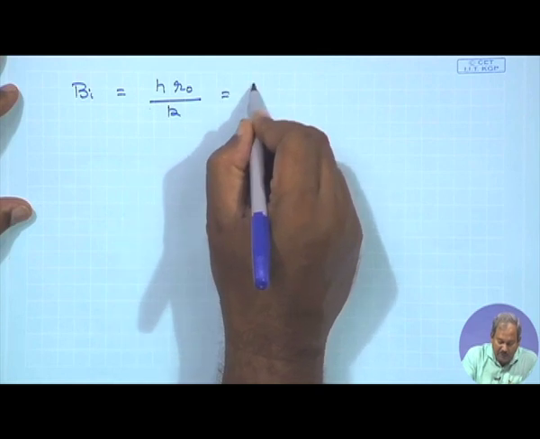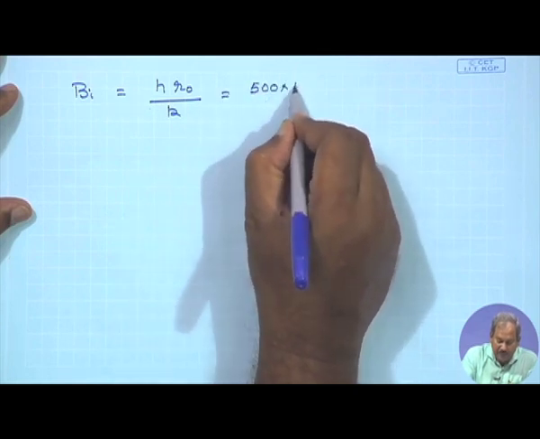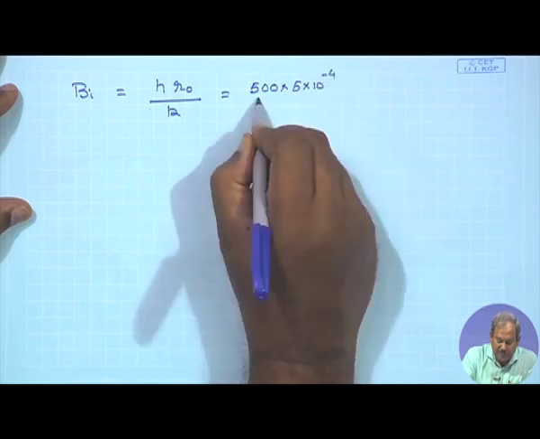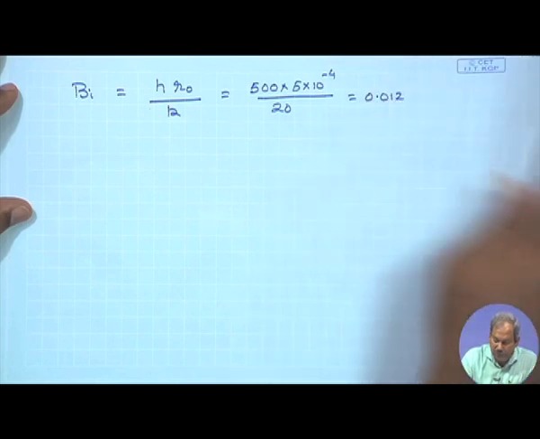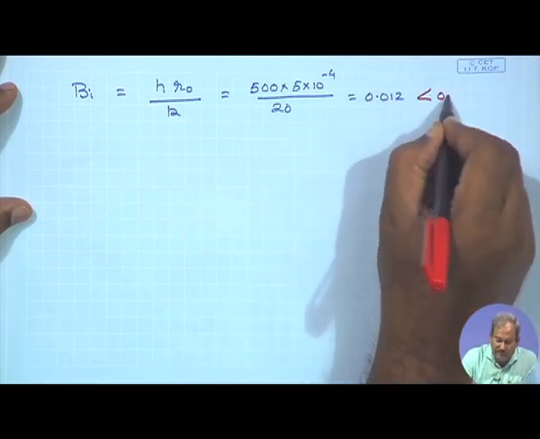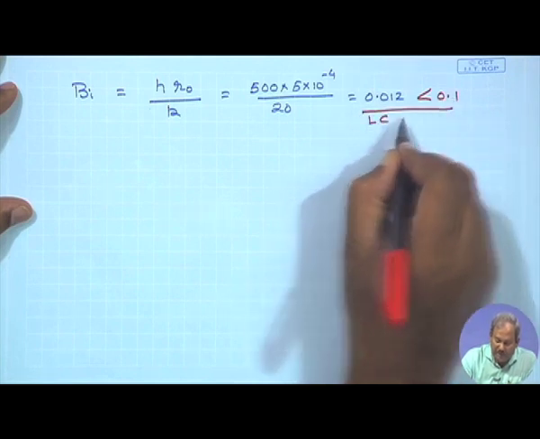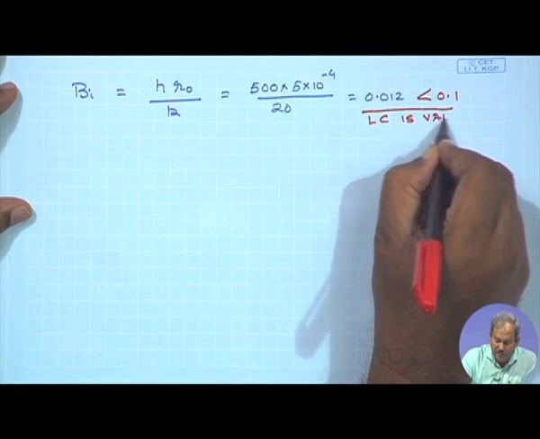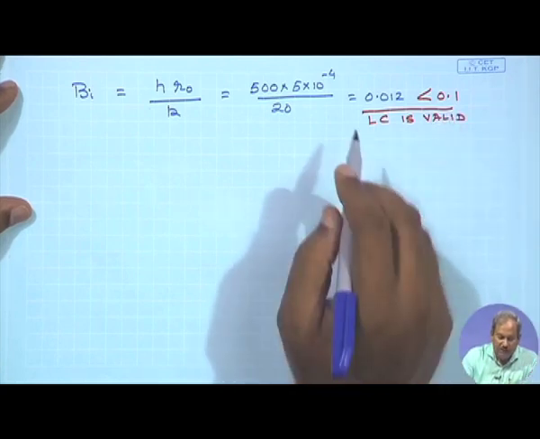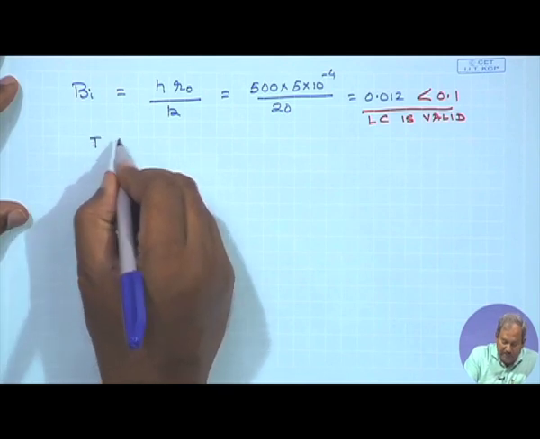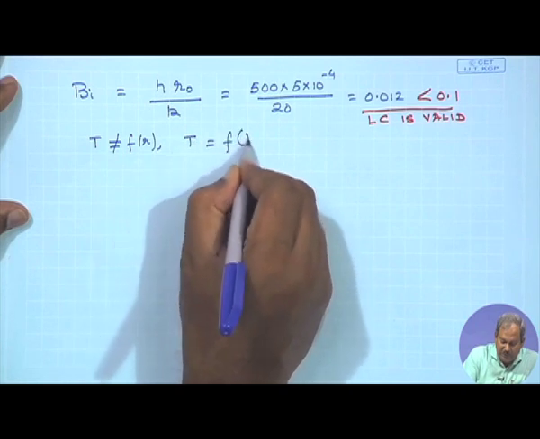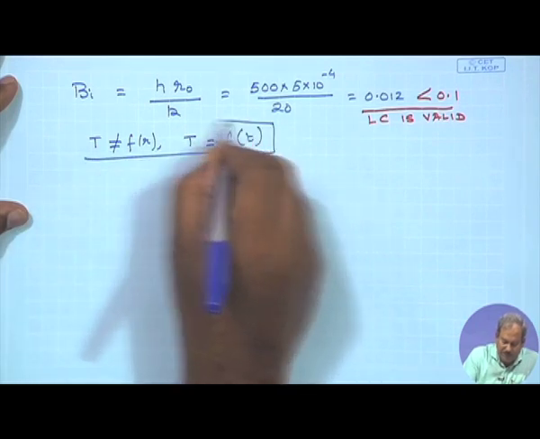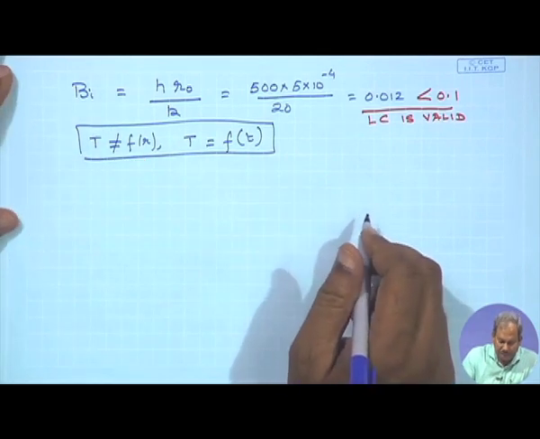So, Biot number is h R0 by k, and when you plug in the numbers, 500 into 5 into 10 to the power minus 4 by k, which has been given as 20, it is 0.012 and it's less than 0.1, which shows that LC, the lumped capacitance model, is valid. Now, if the lumped capacitance model is valid, then T is not going to be a function of r, and T is going to be a function only of time. That is what essentially the lumped capacitance model is.